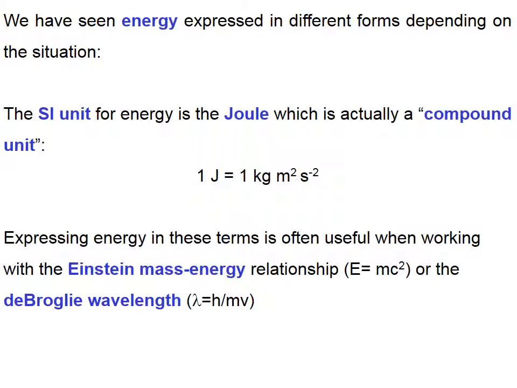So we've seen energy expressed in different forms depending on the situation. The SI unit for energy is the joule, which is equal to 1 kilogram meter squared per second squared. We often use kilograms meter squared per second squared when we're doing the Einstein mass-energy relationship, E equals mc squared, or when we're using the de Broglie wavelength. You'll recall that we always have to use kilograms in these formulas in order to get sensible results.